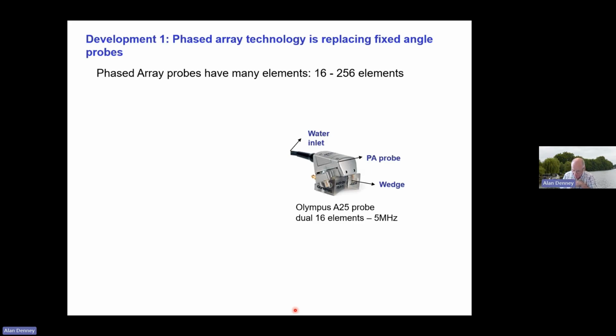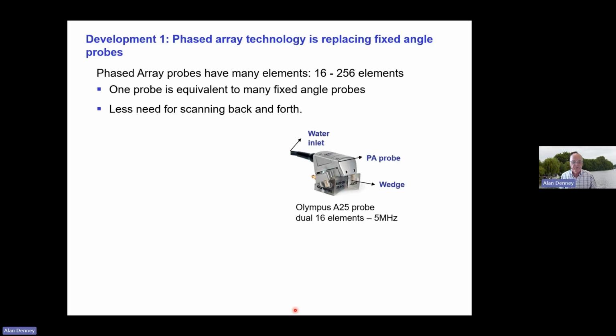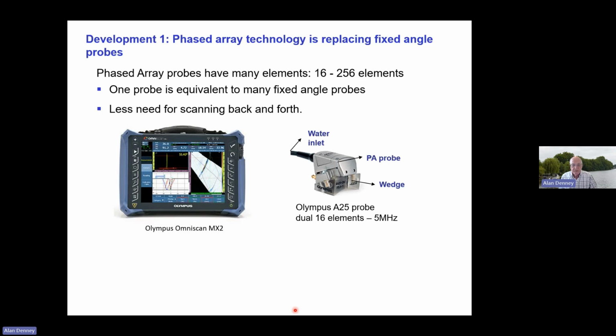So that probe there has 16 elements, it says there. And one probe is equivalent to many fixed angle probes. What this reduces is the need for pushing that probe backwards and forwards to find the defect.